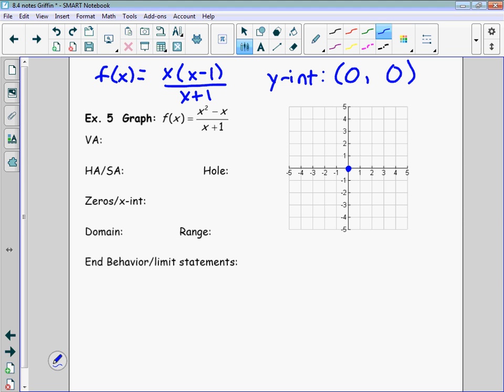From there, we can find the x-intercept by setting the numerator equal to 0. We have two separate factors there, x and x minus 1. If we set both of those equal to 0, we have x equals 0, which means an x-intercept at 0, which makes sense because that's where we have our y-intercept. And if we set x minus 1 equal to 0, we get x equals 1, so there will be an x-intercept at (1, 0) as well.